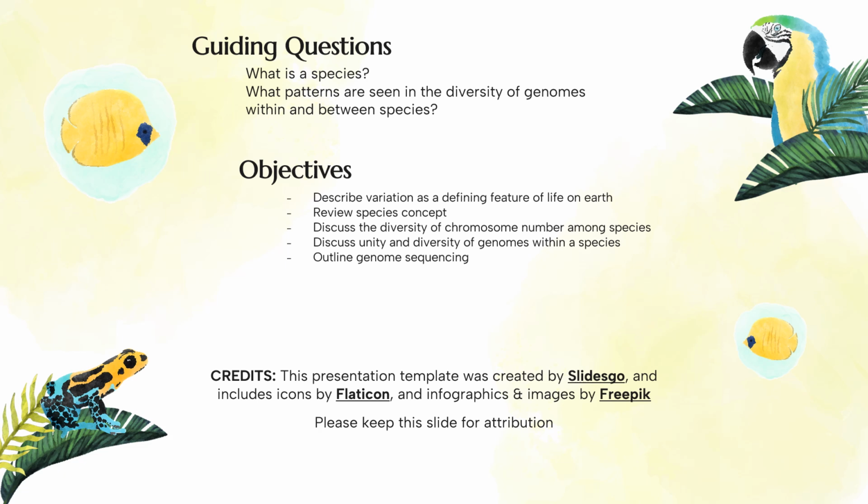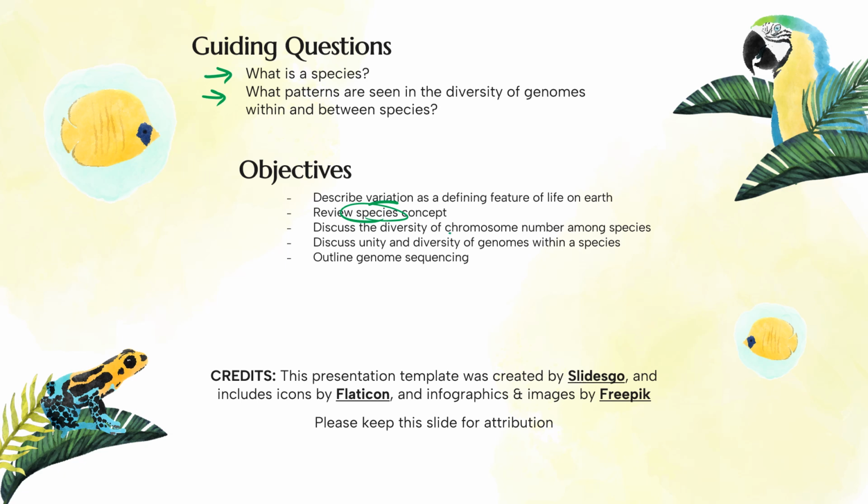And on that note, my friends, we are already done with this video lecture. We talked about what species are. We also looked at the patterns that we see in the diversity of genomes within and between species. Our objectives, we talked about variation as being a defining feature of life on Earth. The reason that we have so much biodiversity is because there was variation, and natural selection led to speciation based on that variation. Species are groups of organisms that can interbreed to produce fertile offspring, mostly.